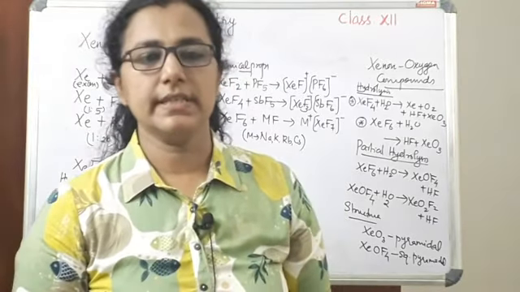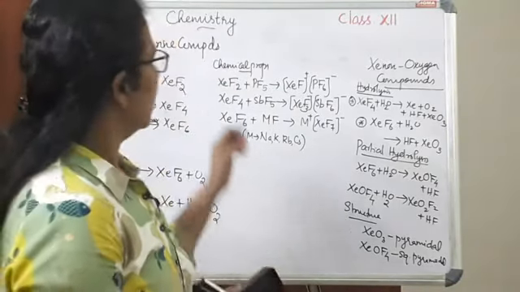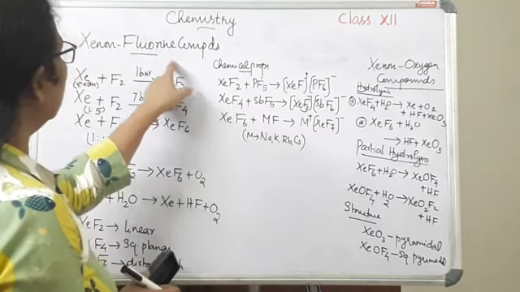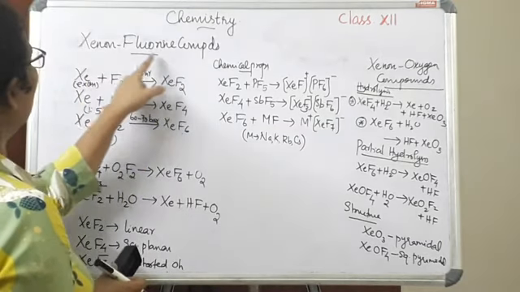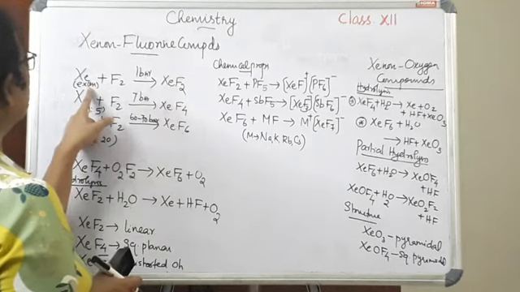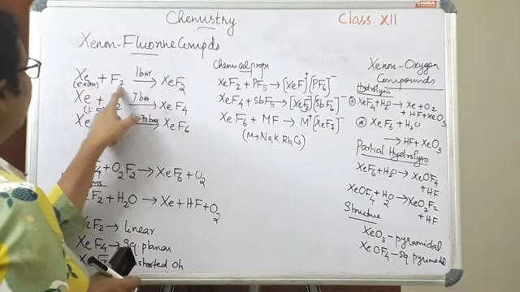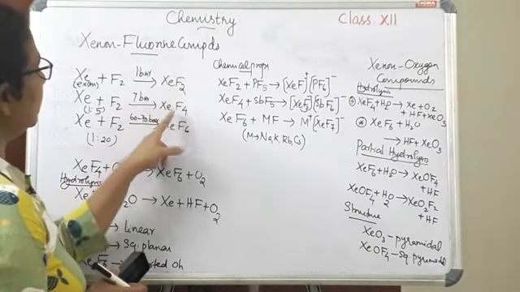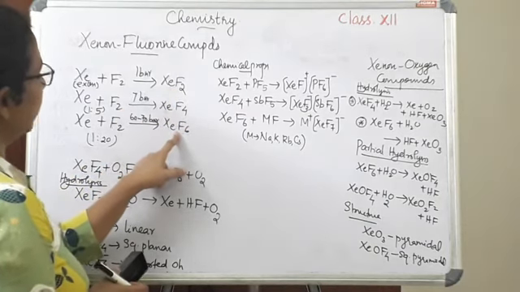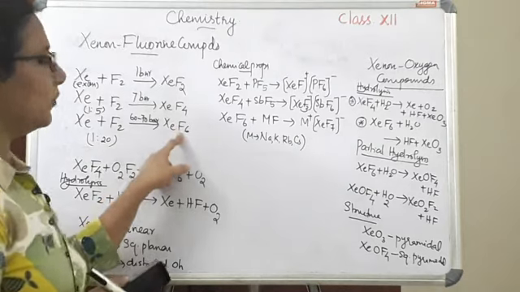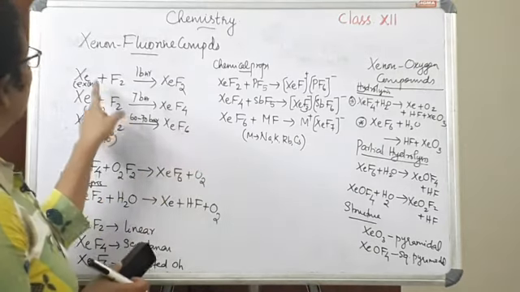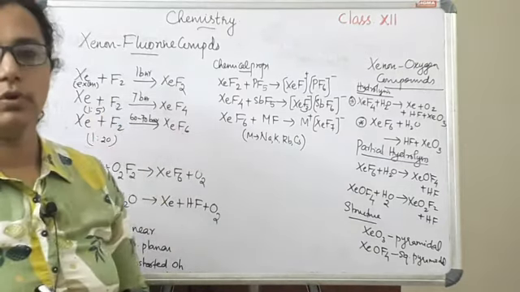Hello students, let's see xenon compounds. First of all, xenon fluorine compounds. Xenon fluorine compounds are prepared by direct combination of xenon and fluorine. So Xe plus F2 gives XeF2, XeF4 and XeF6. These xenon fluorine compounds are formed by the direct combination of xenon and fluorine.